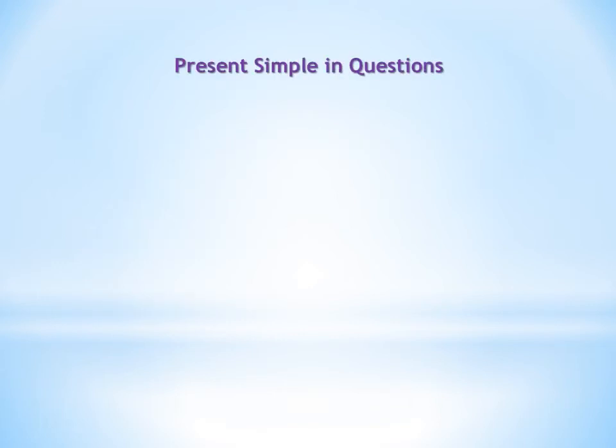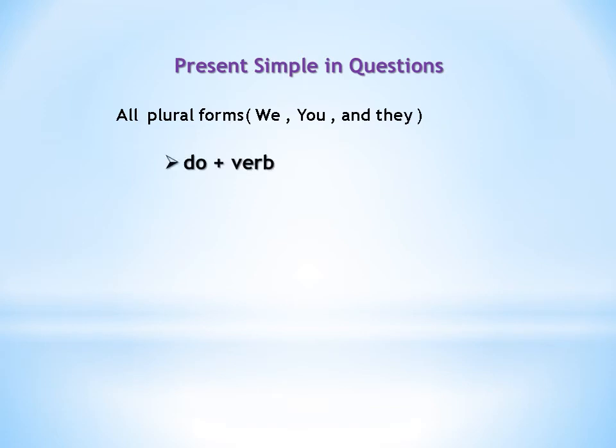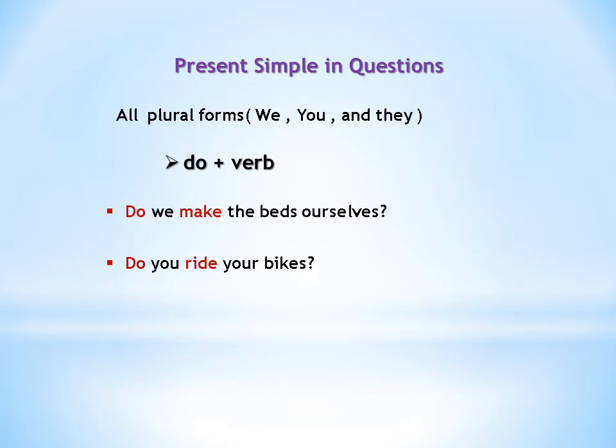The same with all plural forms we, you, and they. We use the auxiliary verb to do plus the infinitive of the verb. نستخدم الفعل المساعد do بالإضافة إلى المصدر للفعل الأساسي. For example, do we make the beds ourselves? Do you ride your bikes? Do they work on the farm?